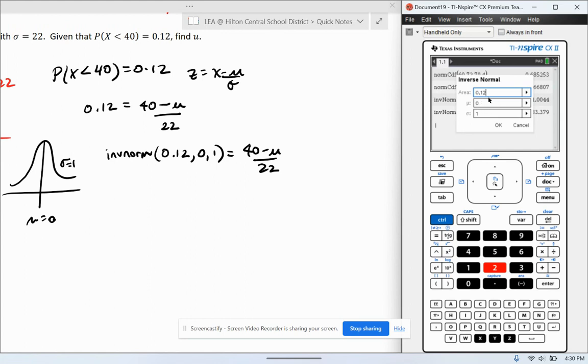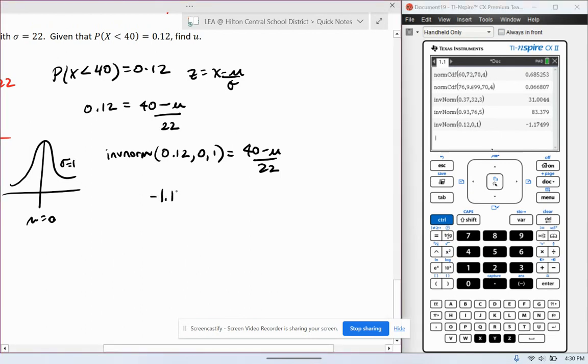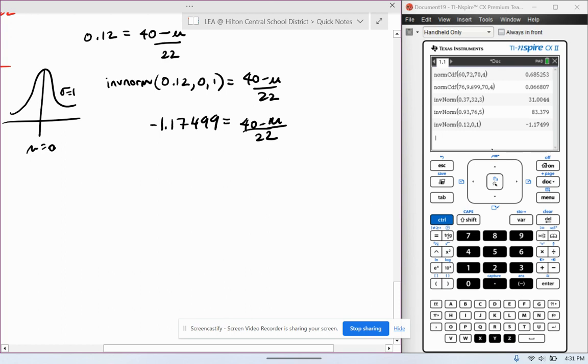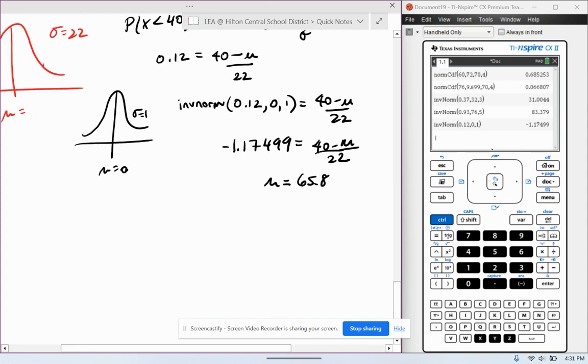And look, the standard normal distribution is used all the time to help solve these. So it automatically defaults to a mu of 0 or a mean of 0 and a standard deviation of 1. So you go ahead and hit that. And now you have your z-score. All right, cool. So now you would just solve for mu or the mean, and you would get 65.8.